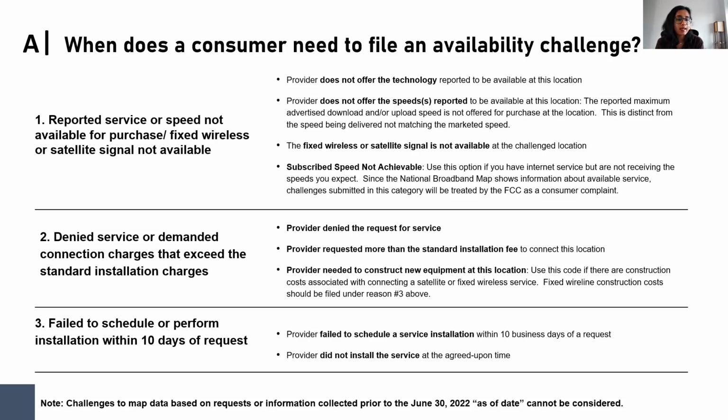Then the second one is denied service or demanded connection charges that exceed the standard installation charges. Again, this is divided into 3. The provider might have denied the request for service, they might have requested more than the standard installation fee, or the service requires some new kind of equipment to actually utilize the service. And lastly, failure to schedule or perform installation within 10 days of request. Again, that's the 2 categories: schedule or install the service.